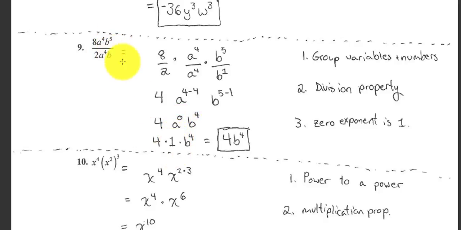B to the 5th over b to the 1. Well, we do 5 minus 1 to get 4. And my final answer, you could leave it as 4 times 1 times b to the 4. But most people will just write 4b to the 4th.